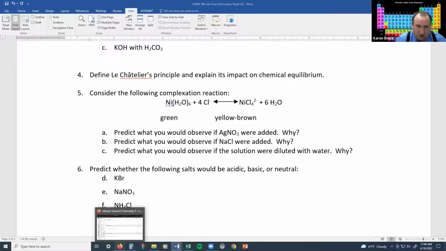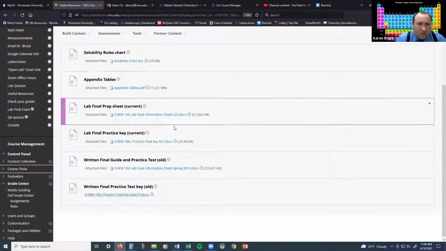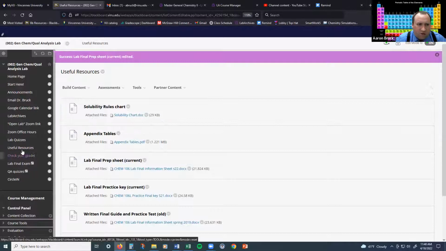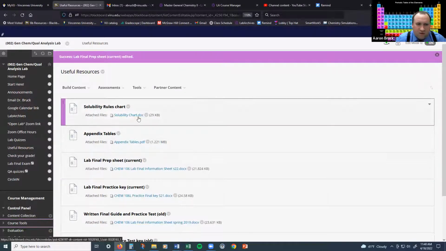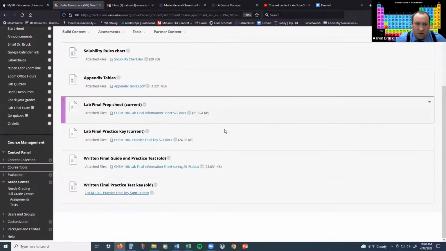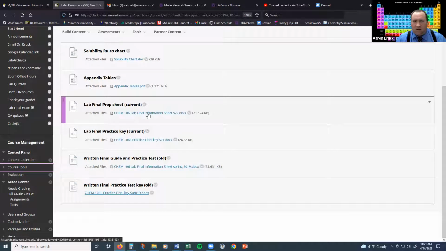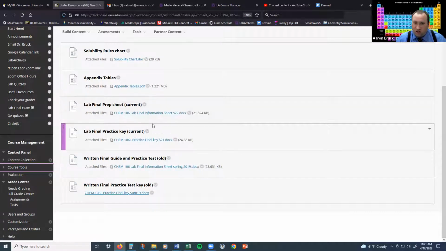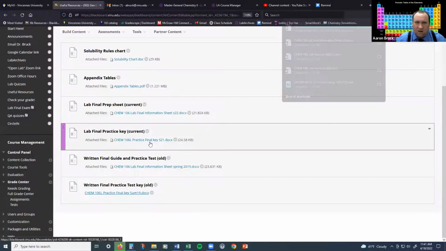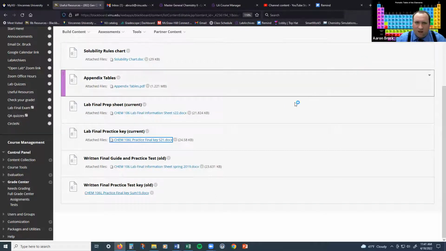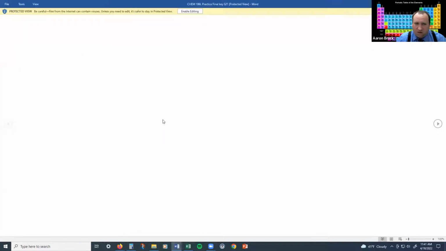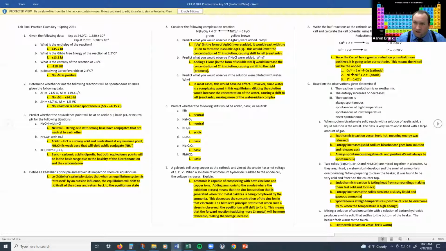Now, in addition to those, if you go here into Blackboard to the area marked useful resources, this solubility rules chart and data table have been there the whole time. These here at the bottom have been as well, but they haven't been useful to us until right now. So in here, you'll find the information sheet that I just showed you. You'll also find a key to that practice exam, so you can download that. And this is my version of all of the correct answers to it. So these are what I wrote in myself.